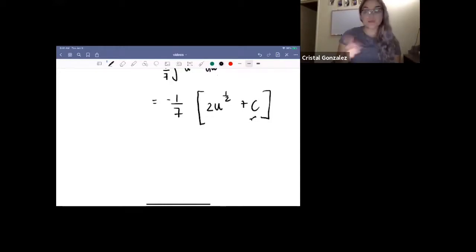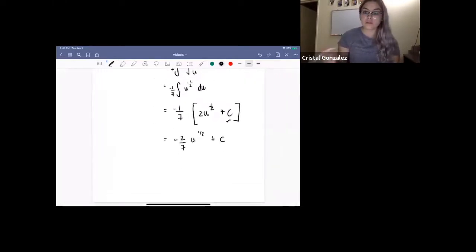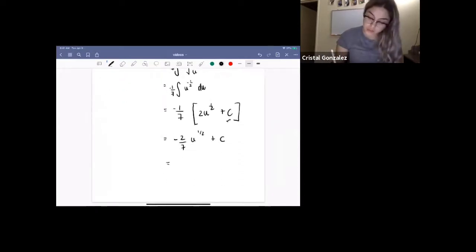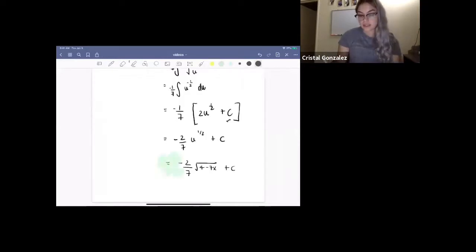Okay, so now we can distribute that negative 1 over 7 so that we get negative 2 over 7 u to the 1/2 plus c. And now, of course, we're going to replace u by our original function, which was up here, u is equal to 4 minus 7x. This is equal to negative 2 over 7 times the square root of 4 minus 7x plus c. And that's basically it for this example. That's our answer.